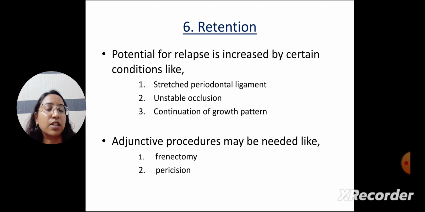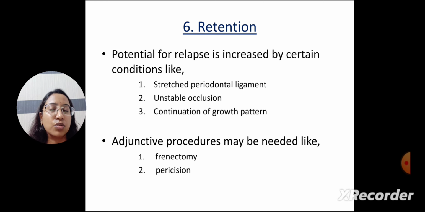So once the appliance is selected, at the beginning itself, we have to plan the retention also. Why we have to plan the retention is we know what kind of movements we are doing. Certain movements like space closure, rotation corrections, they tend to relapse very easily. So for that, we have to plan a retainer which will give a long term retention. So why is there a problem of relapse? It is because of the stretched periodontal ligament. The reorganization of periodontal fibers will take almost a year. So meanwhile, we have to hold the teeth in position.